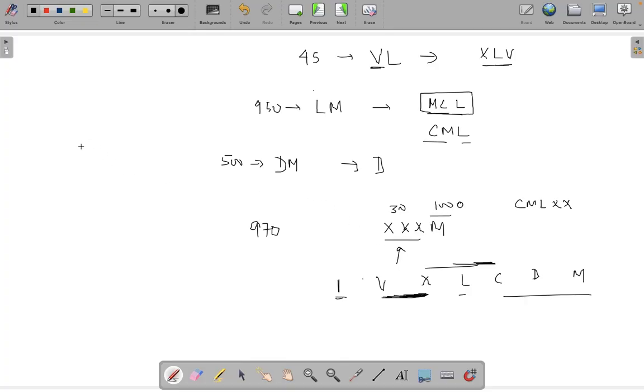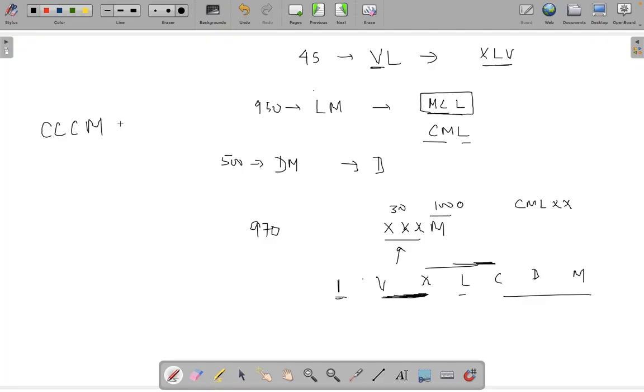And we are violating also rule number 5. Okay, what was rule 5? Rule 5 was that I can be subtracted from V and X. X can be subtracted from L and C, and C can be subtracted from D and M. Yeah, very good. Thank you, sir.